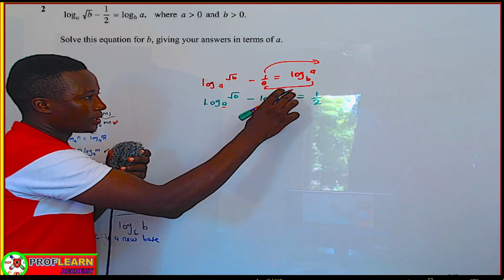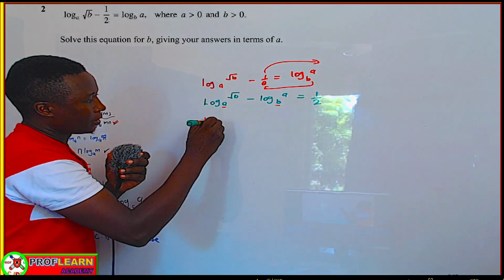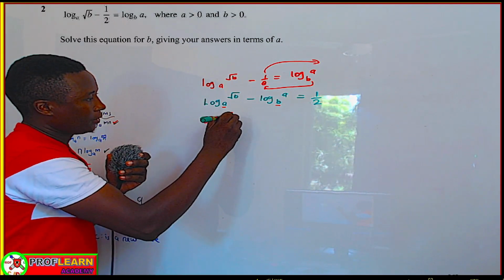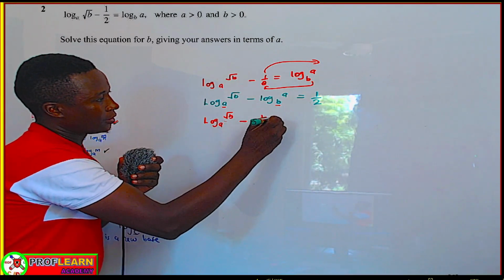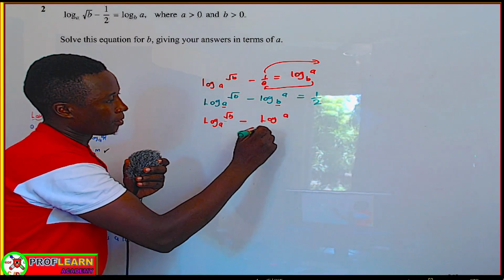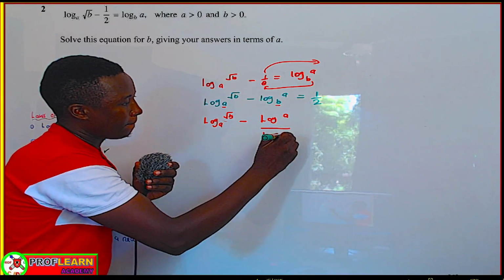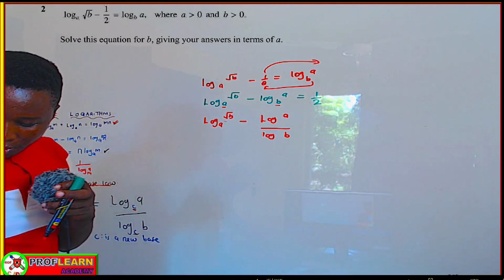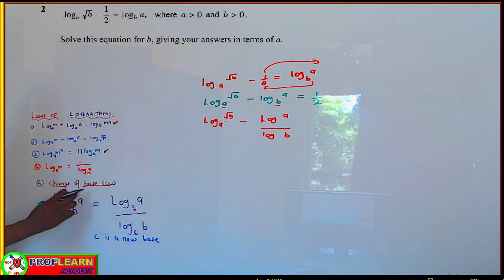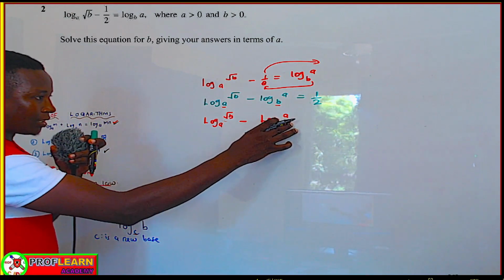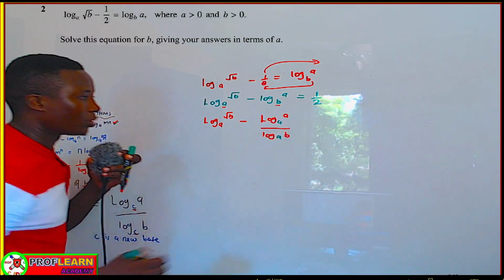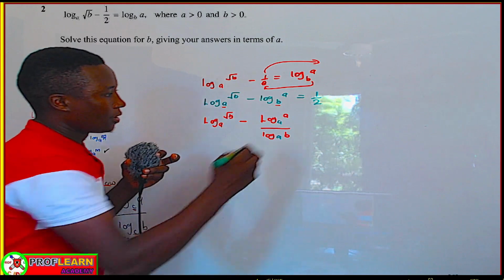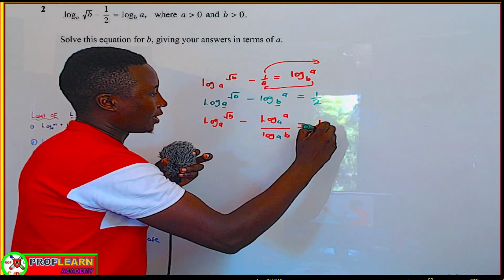In order to change this to base a, this is going to be written as log root b base a minus log a over log b. Remember, we said first you take the log of the number here and the log of the base. That is what I've just done. Since we want base a, we introduce base a at this point, and also at that point, and this is equal to a half.